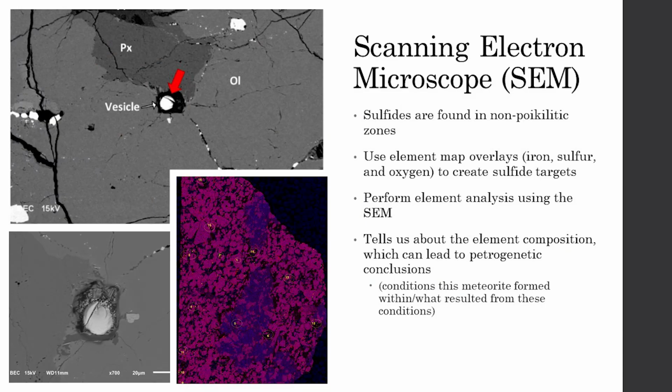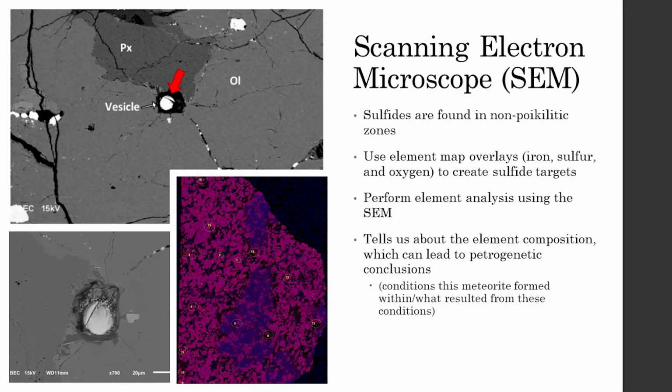On the bottom there, the colorful image is an element map where I overlaid different elements by color. So there's iron, sulfur, and oxygen. Based on the colors overlaying on top of each other, it makes little yellow dots that are the sulfides. And so I use that as a target map when I look under the microscope. This is from a thin section of the meteorite, a really, really thin piece that was cut off. So I get to look at these sulfides, and then you can get elemental weight compositions from specific targeted areas.